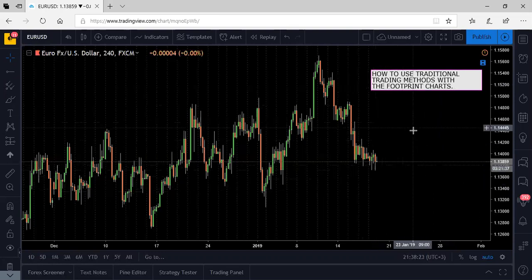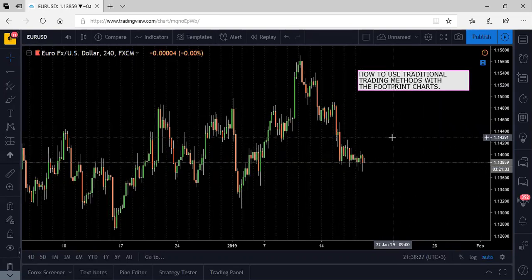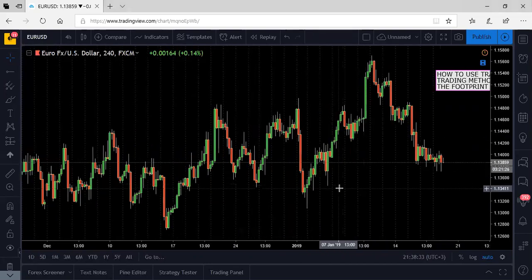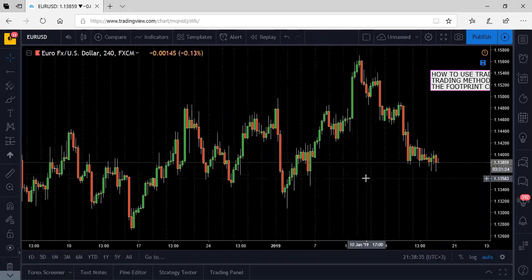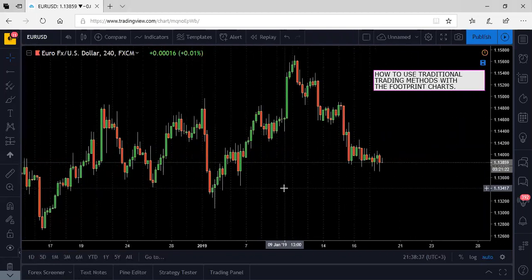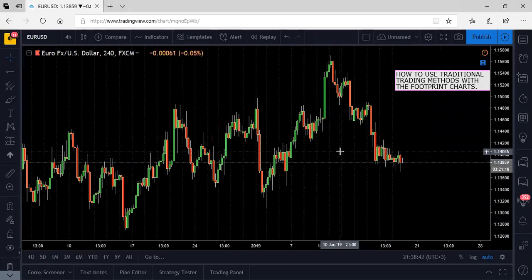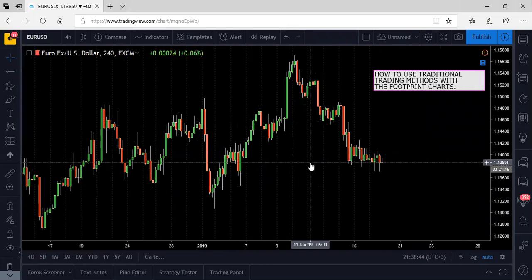So, how to use traditional trading methods with the footprint charts. When I say traditional methods, I mean the support and resistance, trend lines, whatever. I'm just going to talk about the basic stuff, only with the support and resistance levels. I'm not going to go into too much detail, and I won't go far back a lot.